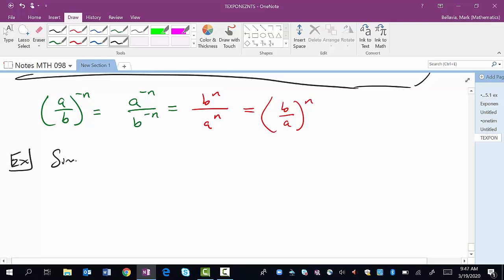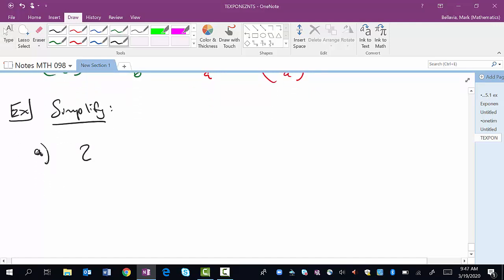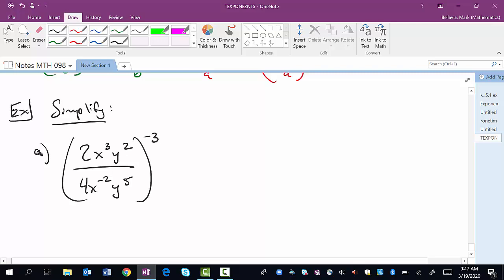So if we said to simplify, and for this first one we'll say 2x to the third y to the second over 4x to the negative 2 y to the fifth, all raised to the negative 3 power.